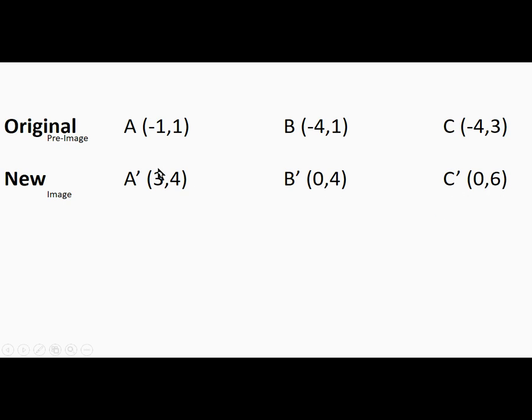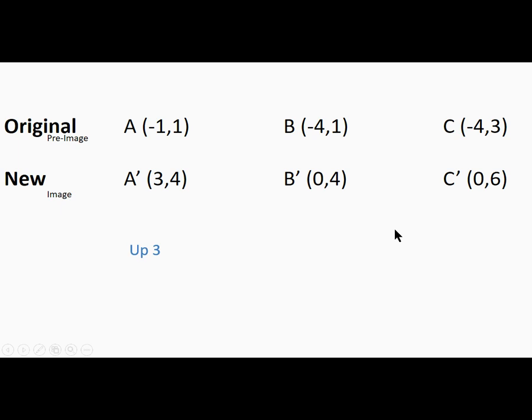The pattern to how these numbers change is actually very, very simple. See, we moved right 4. Left and right is the x coordinate. That's how did those x coordinates change? Well, here are the x coordinates for all the points. Negative 1 became 3, negative 4 became 0, negative 4 became 0. To move right 4, we simply added 4 to the x coordinates.